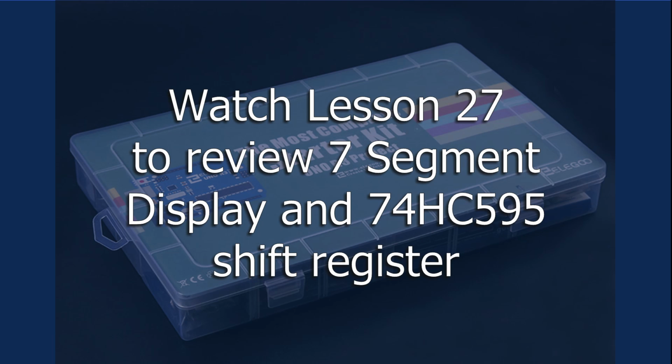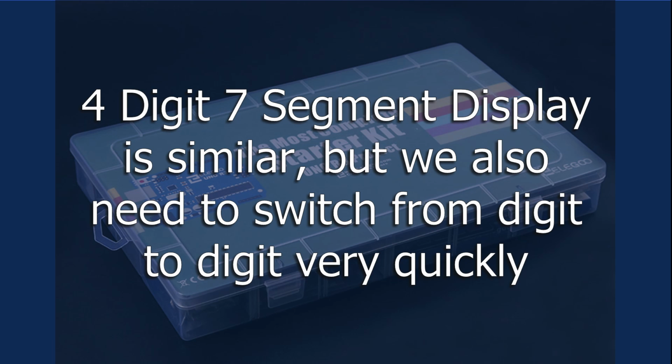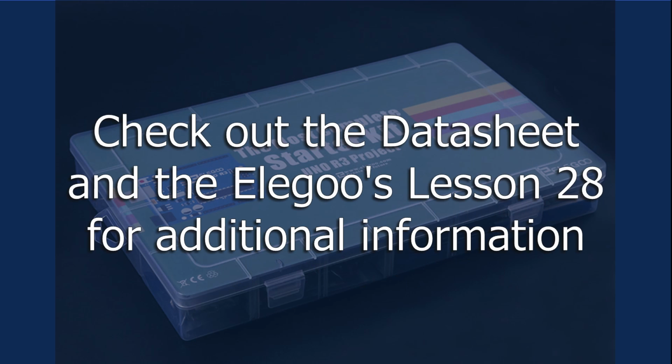Be sure to check out Lesson 27 to see how the shift register is used to control the 7-segment display. The procedure on the 4-digit display is basically the same, only we'll switch from one digit to the next rather than having them constantly on. The datasheet that I am providing and the tutorial have additional information on the 4-digit 7-segment display, and I encourage you to check them out.